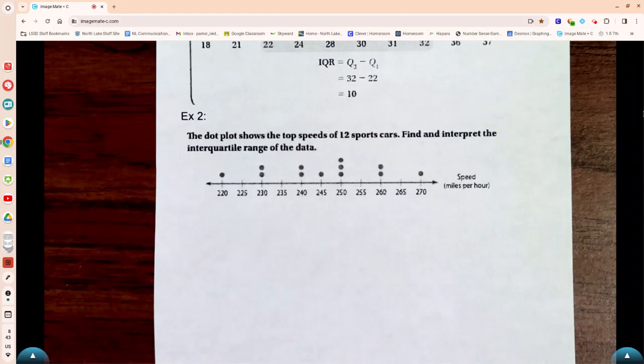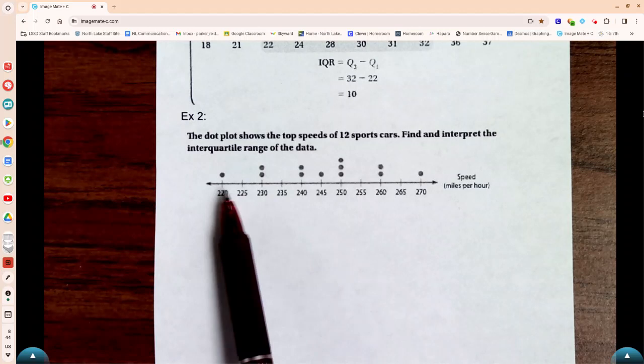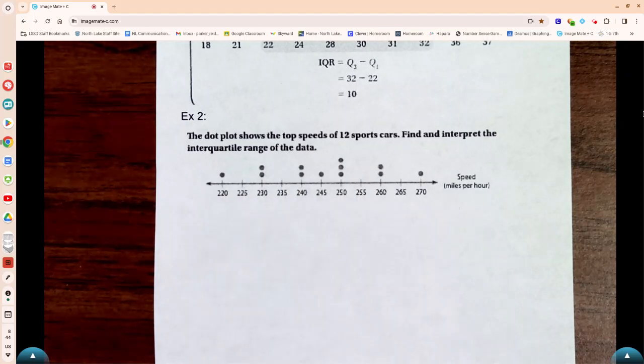The dot plot shows the top speeds of 12 sports cars. Find and interpret the interquartile range of the data. So before I find interquartile range, I have to find the quartiles, which means I have to find the median. What did we learn yesterday that's super important when you find the median? And if you forget about this, you'll probably get your median wrong. Ratisha? Correct.